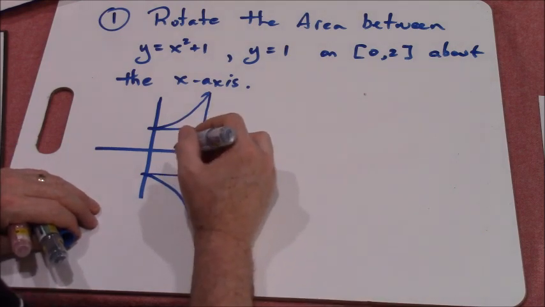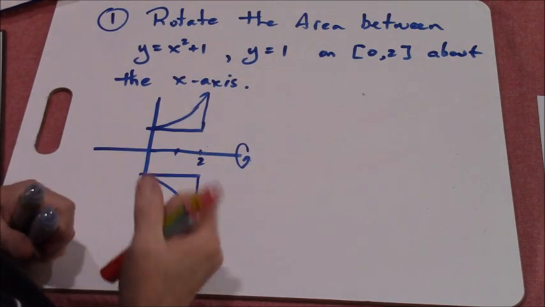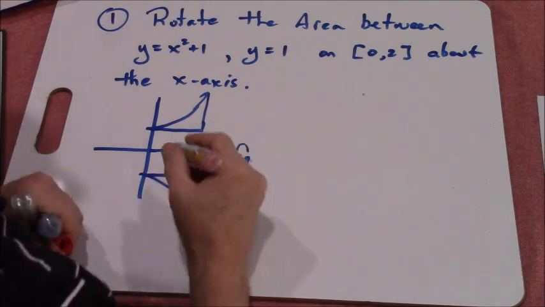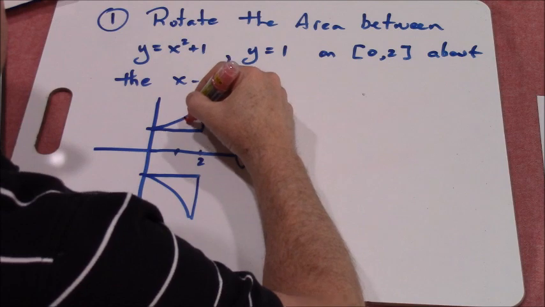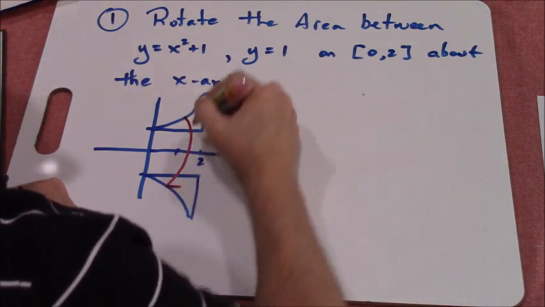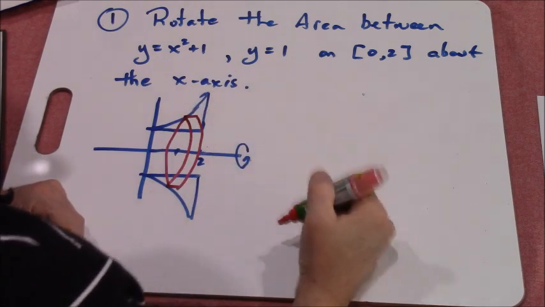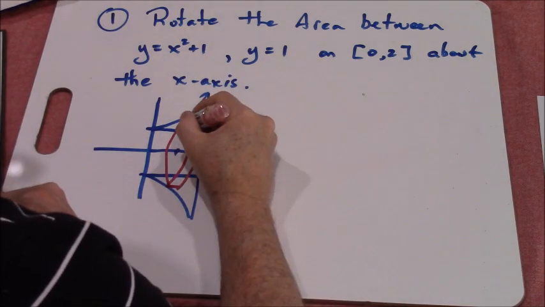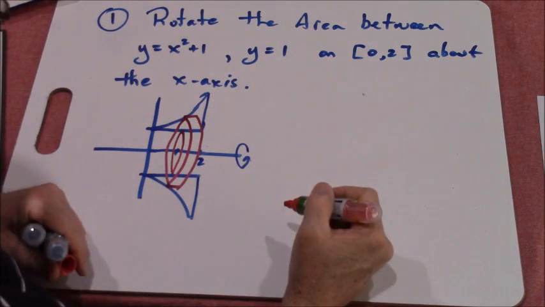Anytime it's hollow, that always says to me washer method, large radius squared minus little radius squared. All right, so I want to draw a picture of what that washer would look like, and it would look something like this. And the part that's hollowed out in the middle would be right there.